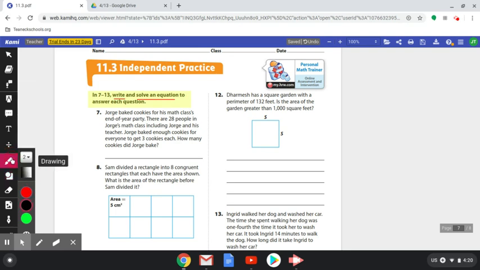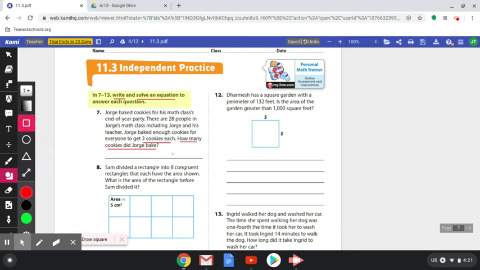Let's go to work. George baked cookies for his math class's end of the year party. There's 28 people in George's math class, including George and his teacher. George baked enough cookies for everyone to get 3 cookies each. How many cookies did George bake?